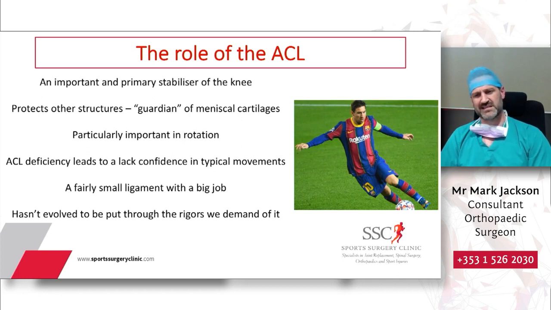And in humans, it hasn't necessarily really evolved for the demands that we put it through. So if you compare our cruciate ligament to an animal such as a mountain goat, you'll find that actually the mountain goat has a far better, bigger, thicker ligament than we do because of how it's evolved.